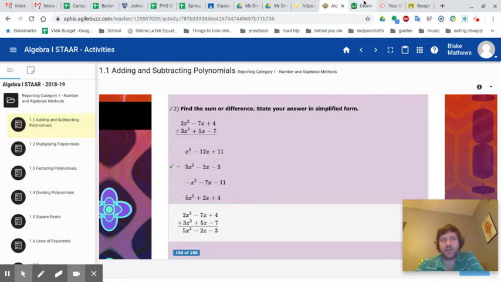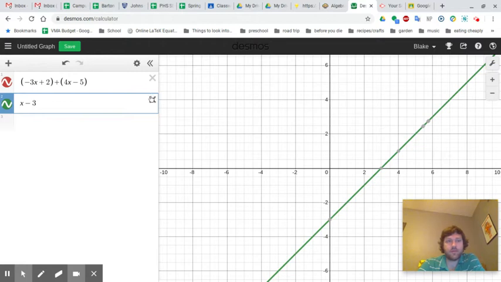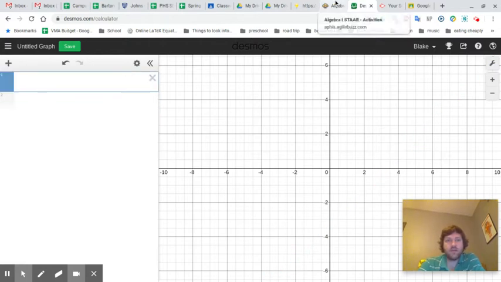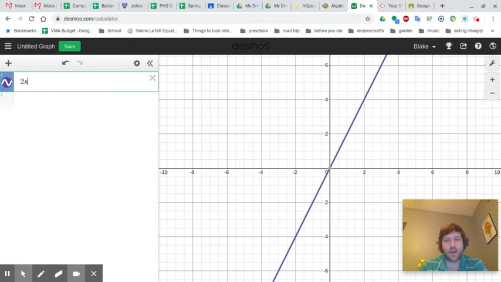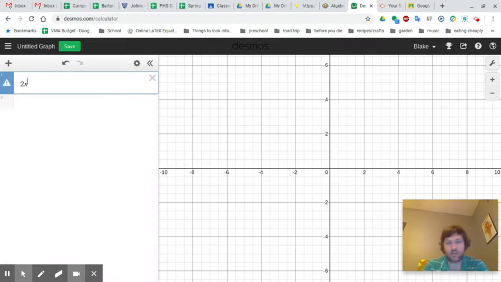2x squared minus 7x plus 4. Let me erase everything I have. Again, 2x squared minus 7x plus 4. Now to get squared, you can't see my keyboard, but I'm going to press shift and the number 6. That's going to raise the exponent. If you see the cursor went up, and then if I type a 2, it's going to be squared. Then I move to the next space: 2x squared minus 7x plus 4.